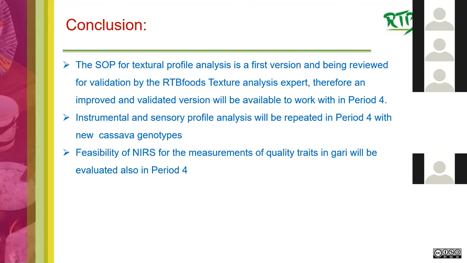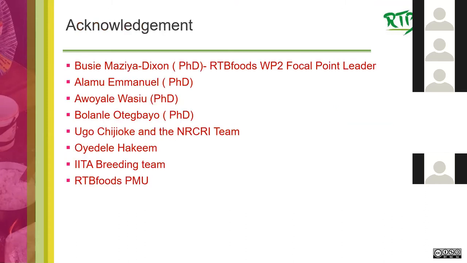Instrumental and sensory profile analysis will be repeated in period 4 in the new cassava genotypes. Although the sensory profile analysis has been validated, once we validate the SOP for texture, we will repeat the sensory profile and the instrumental profile, and then we can use the correlation between the two. The feasibility of NIS for measurement of quality traits in gari will be evaluated also in period 4. What we are trying to do is develop calibration models for the milled and unmilled gari, mostly the milled gari, in period 4, especially for the functional properties of gari.